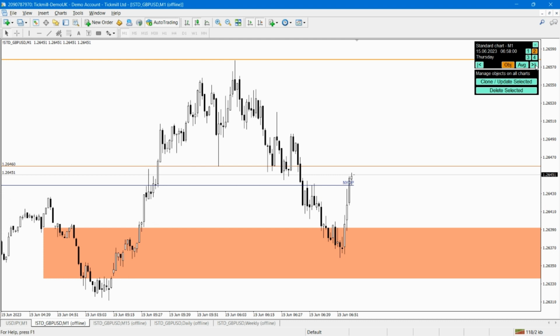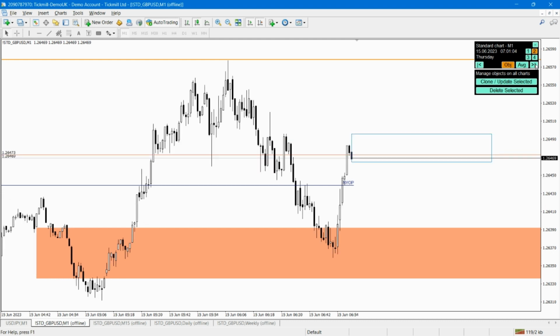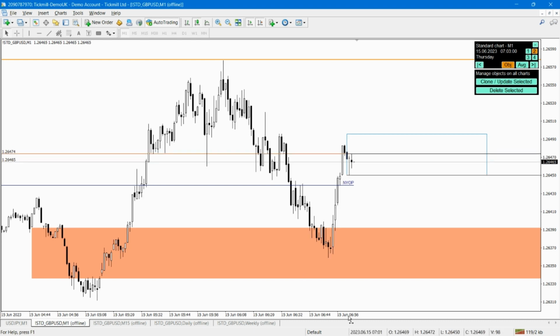So here the price has revisited the order block. We continue, and here we really started the window, so from 3 a.m. to 4 a.m. New York time. My charts are in GMT, so it's GMT -4.